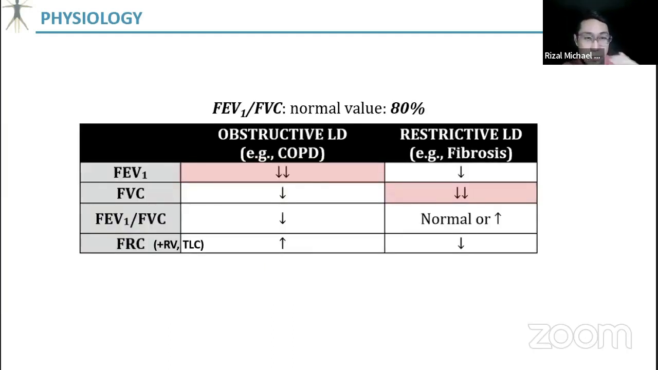Most importantly, the correlation with pathology and internal medicine is obstructive versus restrictive lung diseases. Your obstructive diseases like COPD or asthma are a problem with exhalation or expiration, so your forced expiratory volume will be lower compared to the FVC. By fraction again, because your numerator dropped more, your ratio is low. Compared to restrictive lung diseases like fibrosis, the FVC is lower, so the denominator is lower. So your ratio will either be increased or normal. Okay?